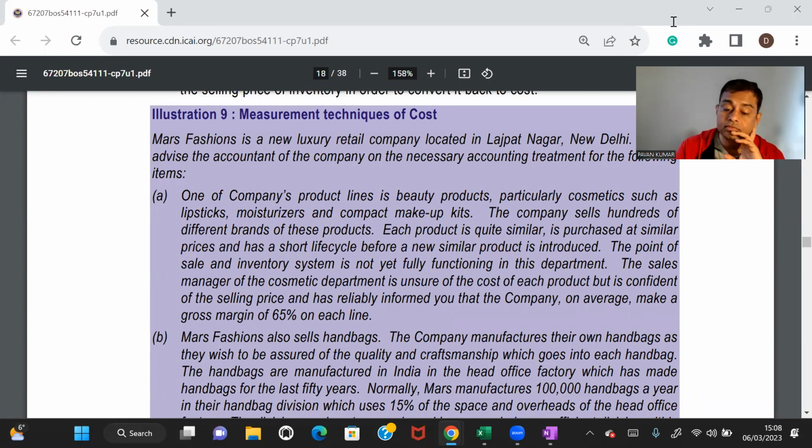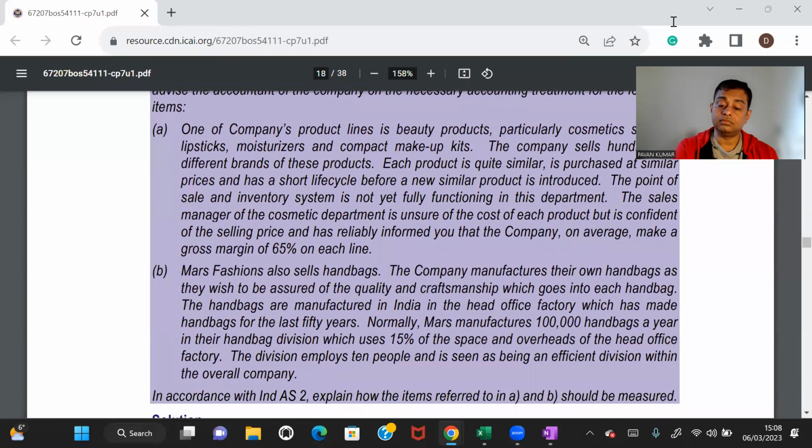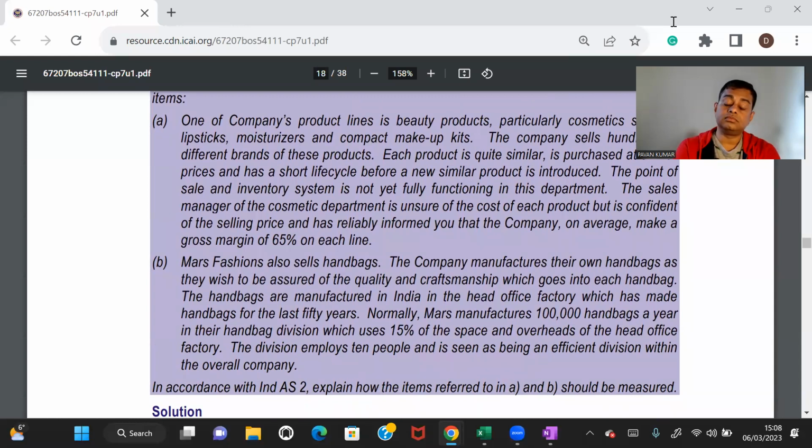Last question. A new luxury retail company located in Rajput Nagar, UAE. Kindly advise the company on the necessary accounting treatment for the following items. One of the company's product lines is beauty products, particularly cosmetics such as lipsticks, moisturizers, and compact makeup kits. The company sells hundreds of different brands of these products. Each product is purchased at similar prices and has a short life cycle before a new similar product is introduced. The point of sale system is not yet fully functioning in this department. The sales manager of the cosmetic department is unsure of the cost of each product, but is confident of the selling price and the gross margin.